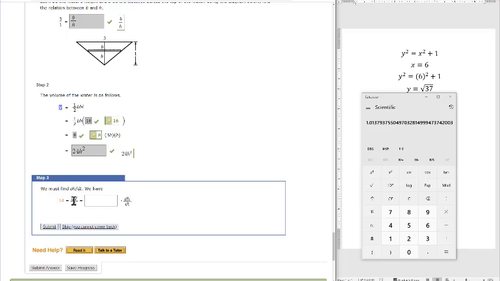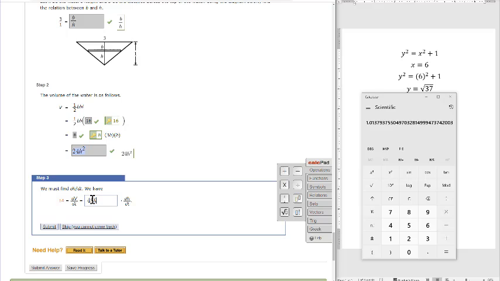dV/dt is going to be equal to the derivative of 24h squared times the derivative of h on the inside. So it looks like they took care of the derivative of h, and now generally the derivative of this is going to be 48 times h to the first power.